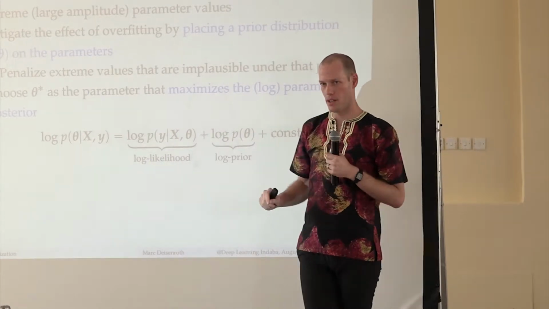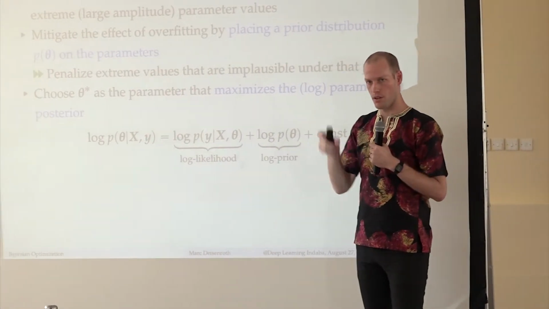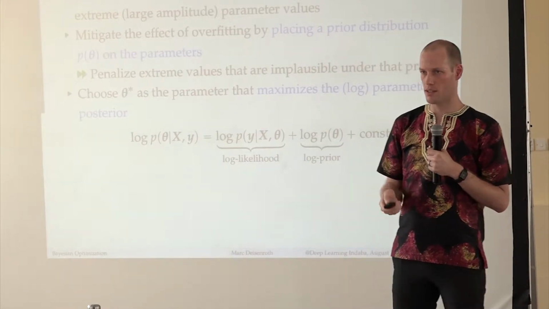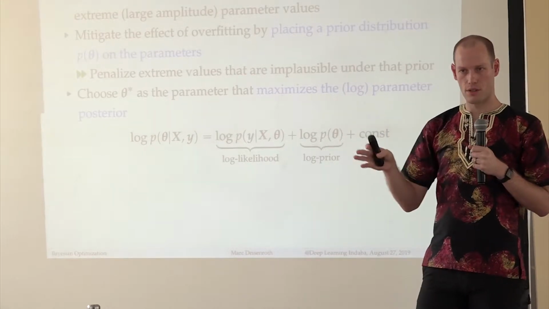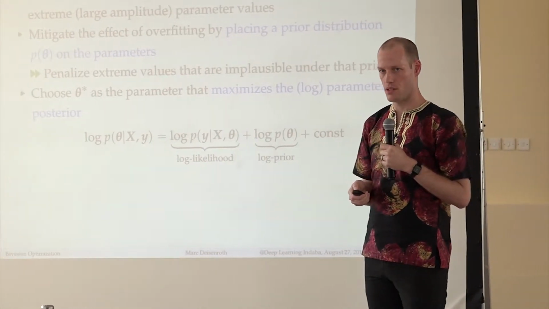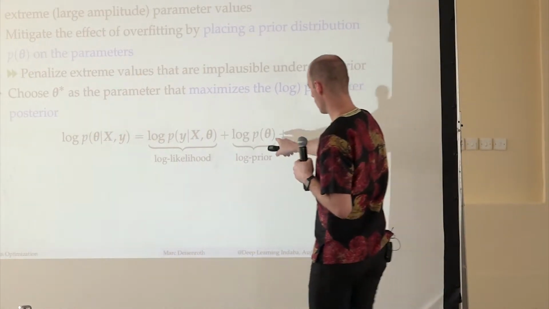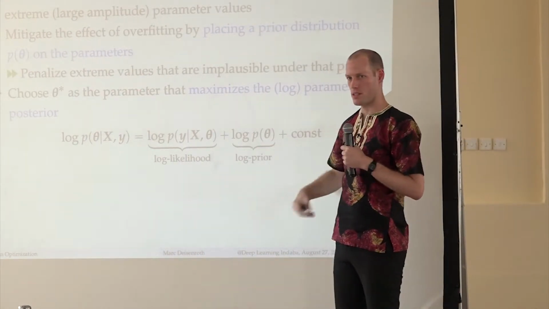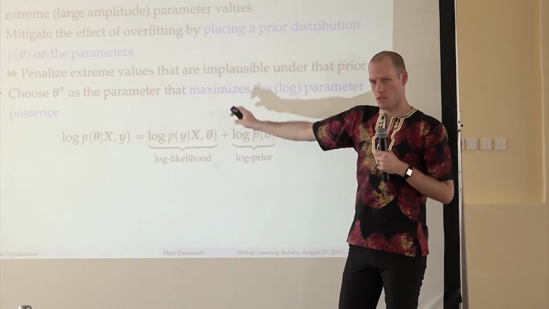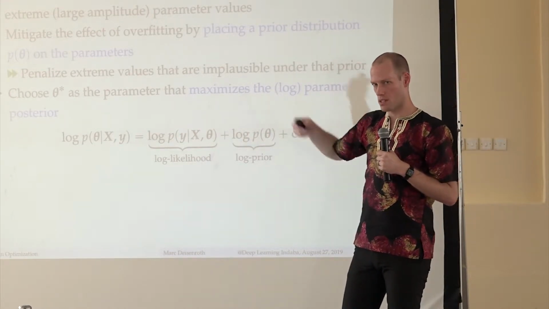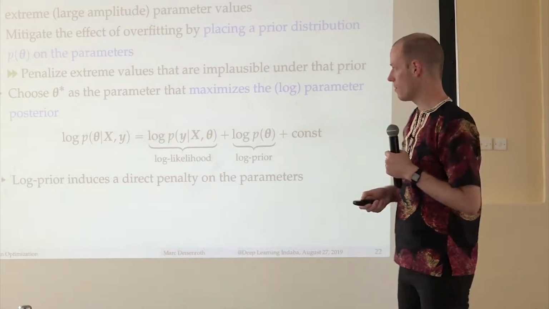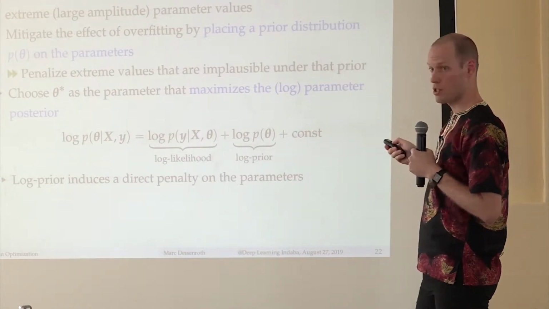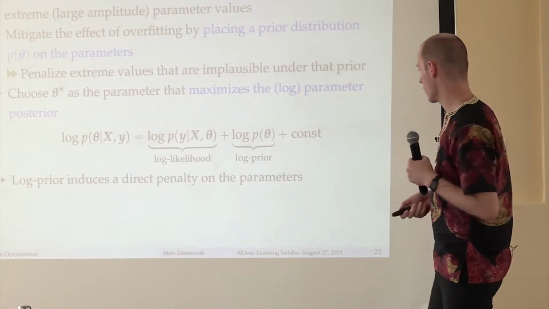Now if you choose a Gaussian prior, then this will be a squared penalty on the parameters. And that is where you get regularized least squares. Either you change the loss function and add a quadratic penalty to the parameters, or you write it down as this Bayesian model where you maximize the log posterior distribution, and you get the same answer. So the log prior induces a direct penalty on the amplitude of the parameters, in the hope that we address this issue of extreme values.